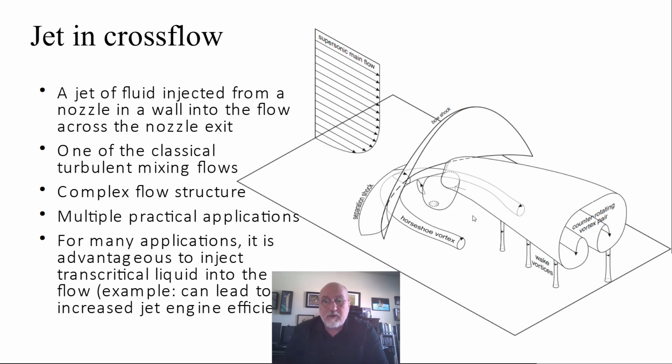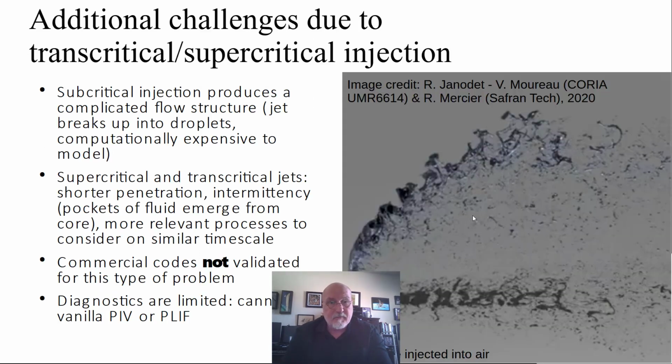Sometimes it's more advantageous to inject fluid into the flow, like if you want to develop a more efficient jet engine. And that fluid can be transcritical, subcritical, or supercritical. Most useful practically are transcritical and supercritical injection setups. These bring their own challenges, however. So if you inject fluid into a gas flow, it breaks up into droplets. Droplets manifest themselves on multiple scales, and that makes modeling something like this quite computationally expensive.